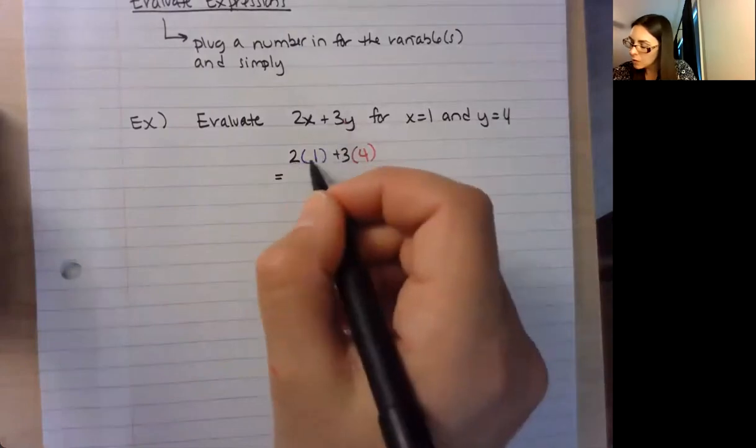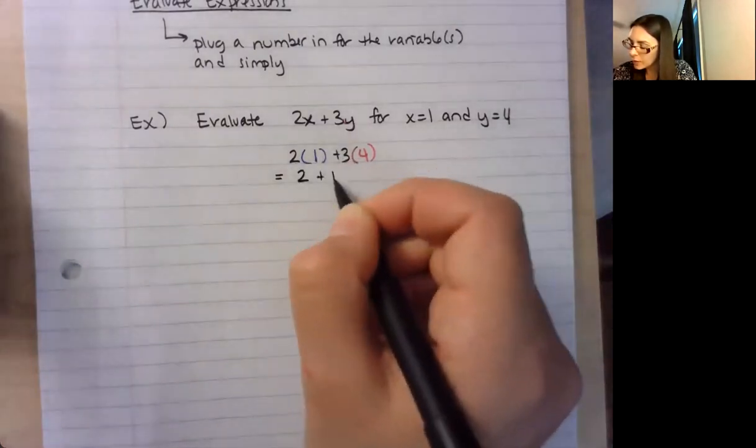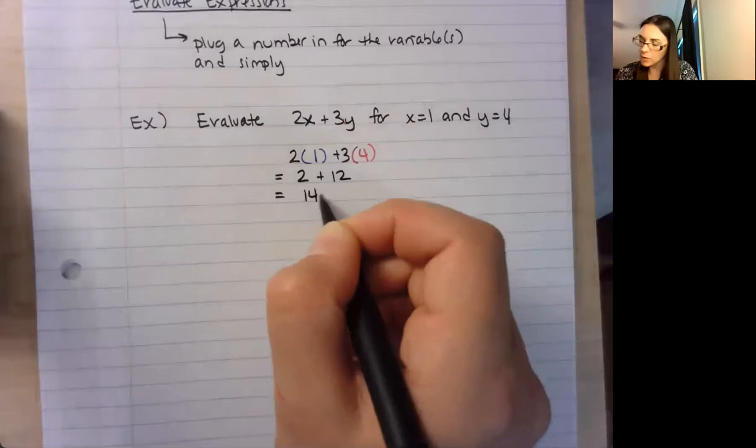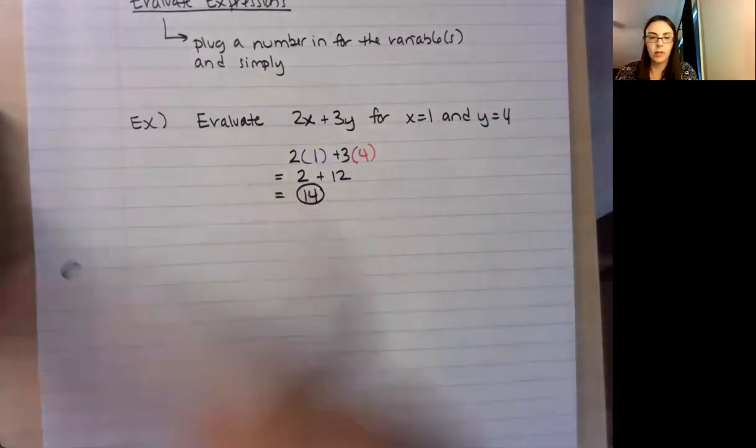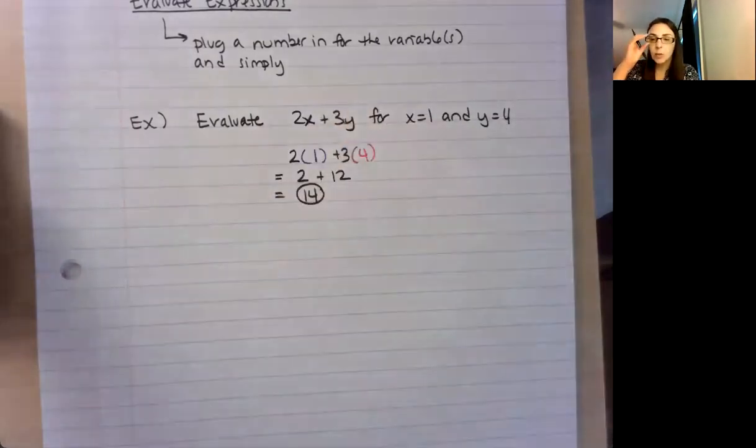2 times 1 is 2. 3 times 4 is 12. So I have 14 here for my answer. Now I am using equal signs to help me simplify, but notice that the original expression does not have an equal sign. So I'm just trying to clarify the difference between an equation.